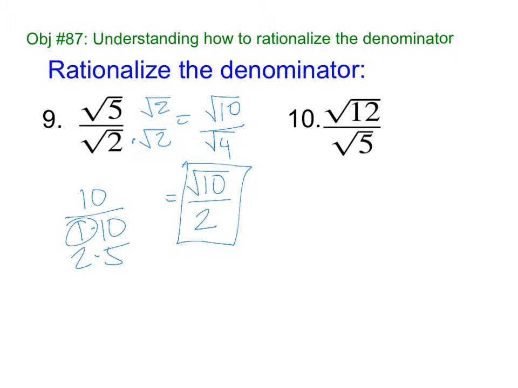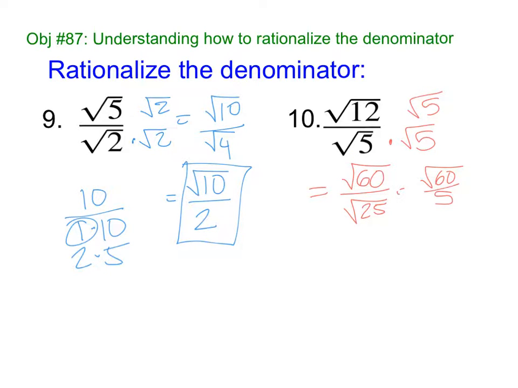All right, and then number 10, root 5. Everything's under a square root, so I'm allowed to multiply. That's the square root of 60 over the square root of 25, which is the square root of 60 over 5. Now we need to check.